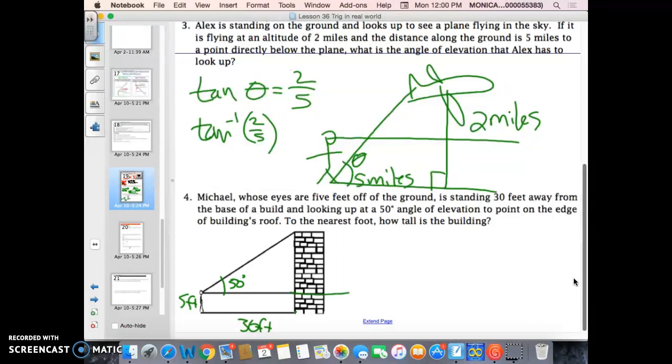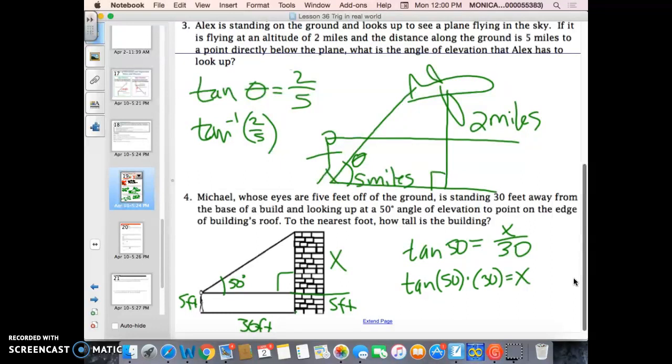Well, the first thing we're going to find out is this here, and then we know that this is 5 feet because it matches Michael's height. So we know 30, and we know x, and we know 50. So we don't know the hypotenuse in this case. So this is going to be opposite, tangent, again, of 50 equals x over 30. It's a multiplication problem. Tangent of 50 times 30 equals x. And then once you get what x is, you're going to add on 5 feet. And again, I'm not working it out because you have a calculator to do that.